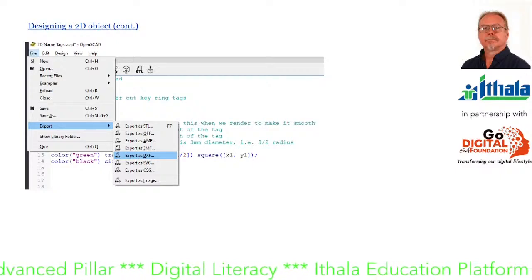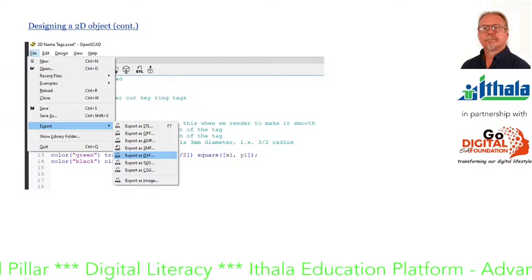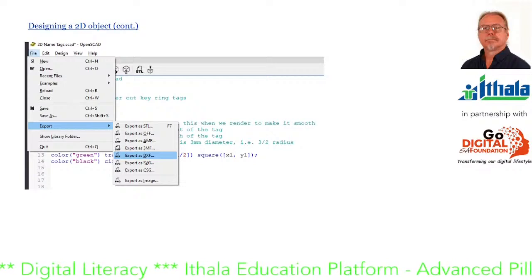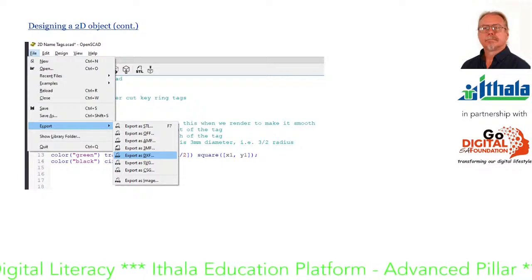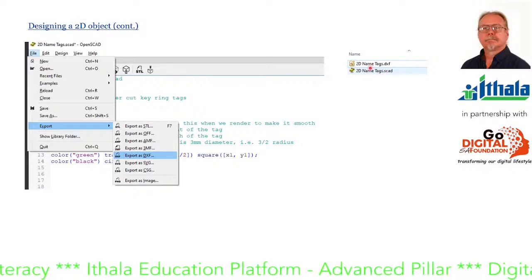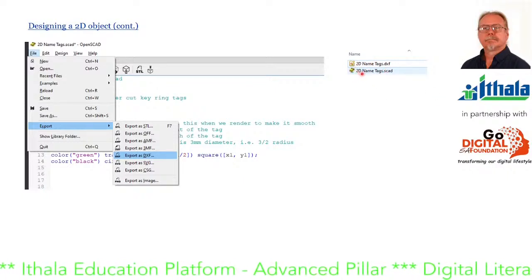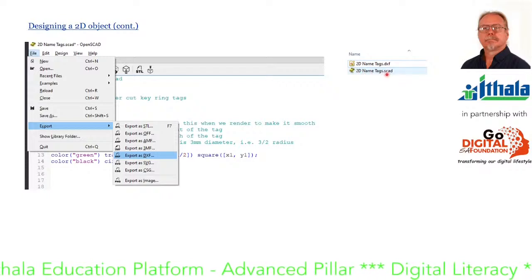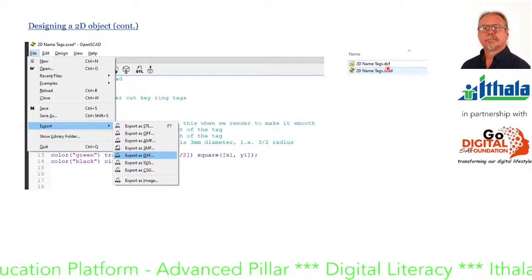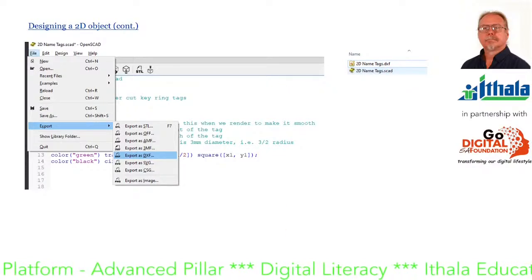If we look in the folder, we now have two files, the SCAD file that we are working on and the DXF file that was exported. If we take the DXF file to the laser cutter, we can create the tag. So you'll see we've got two files. The file we're creating, 2dnametag.scad, is our OpenSCAD file, and then 2dnametag.dxf is the DXF file that we would take to the laser cutter.